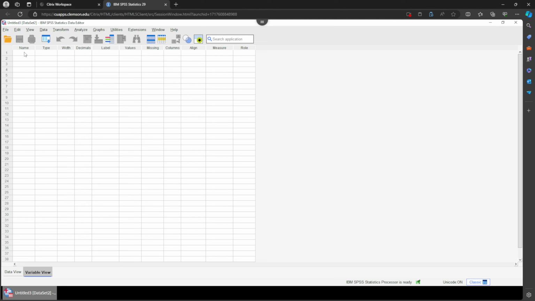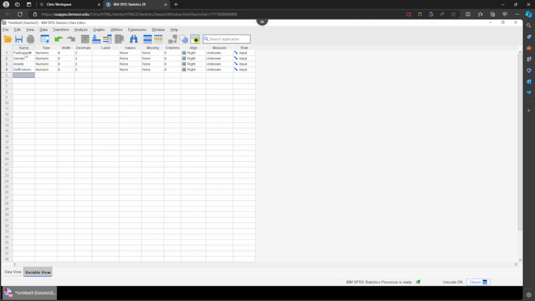So let's go ahead and add each of our variables here as we go. Our variable number 1 is going to be our participant number. Then we have our gender variable, anxiety, self-esteem, and lastly, our writing score. Remembering again not to include spaces for these variable names.